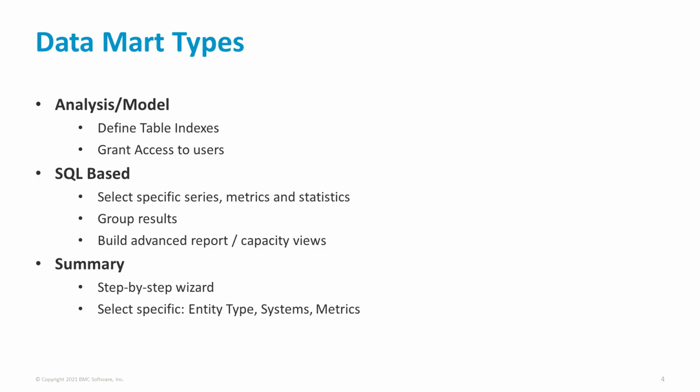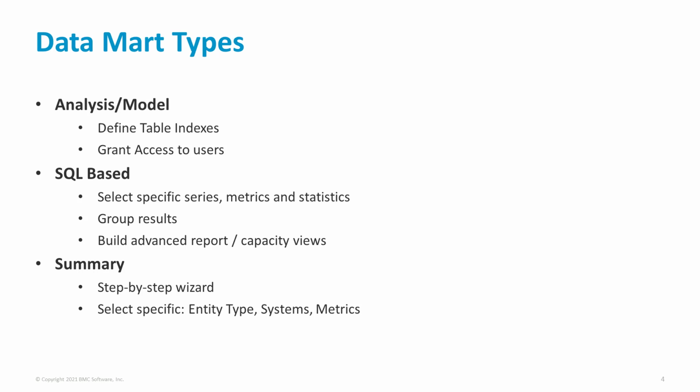We have three types of data marts on TSCO. The analysis model data mart, as the name says, is the data mart that contains data generated by an analysis or model. This type of data mart can be used to prepare data for the capacity views or other external tools. You can use them to rename columns using more appropriate labels. You can display the statistic of interest. You can define table indexes to speed up the data access. And also during the creation, you can grant access to the selected database users or roles.